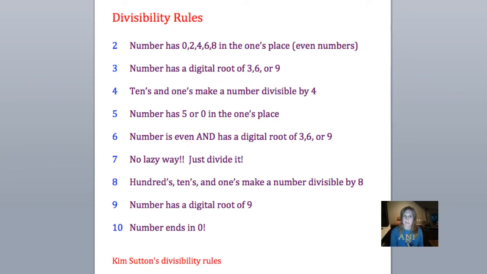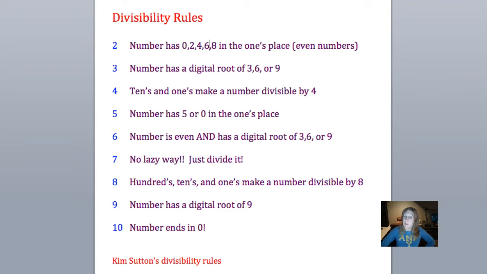If a number is divisible by 2, then it is going to have a 0, 2, 4, 6, or 8 in the ones place. That means it's going to be an even number. All even numbers are divisible by 2. If a number is divisible by 3, then it will have a digital root of 3, 6, or 9. Remember, that's when we add all of the digits in a number up until we have a single digit. So if it has a digital root of 3, 6, or 9, it's divisible by 3.